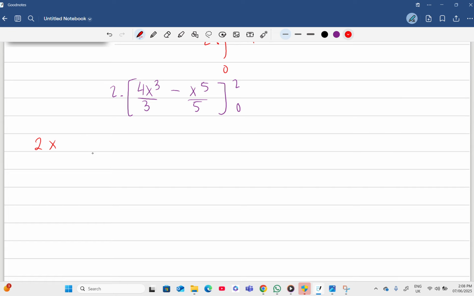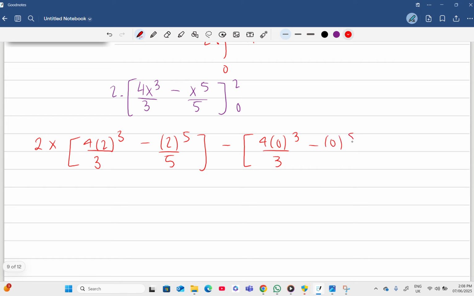So 2 times. Now I'm going to have 4. I'm just going to put the values instead of the x's and just subtract them. Over 3 minus 2 to the power of 5 over 5. And obviously minus 0. It's just going to give me 0 for the whole thing, but it's best for you guys to understand. Over 3 minus 0 to the power of 5 over 5.